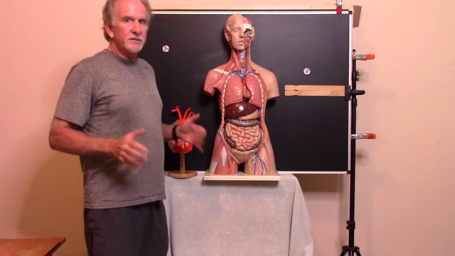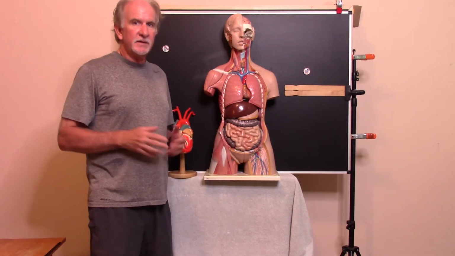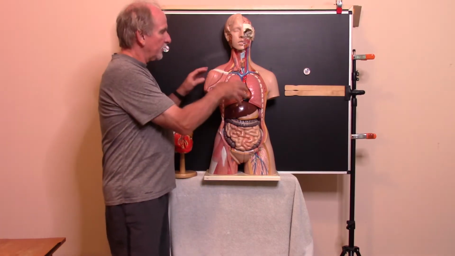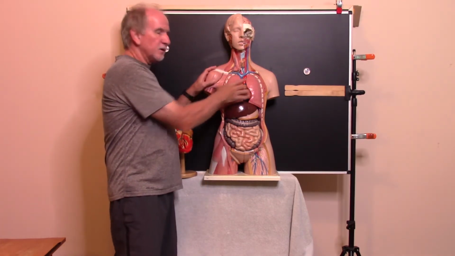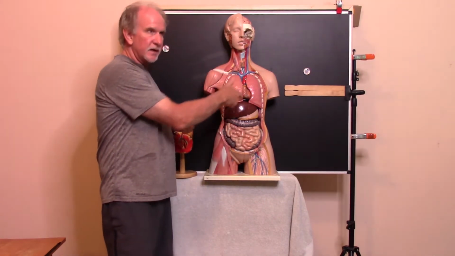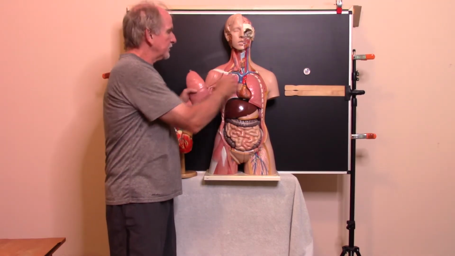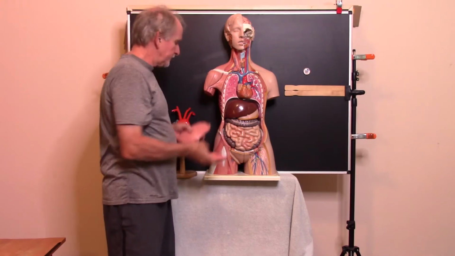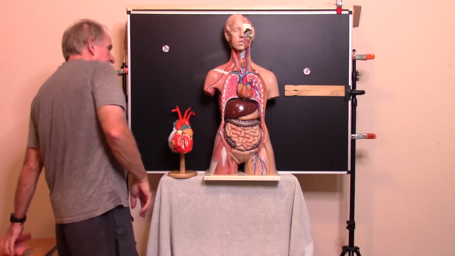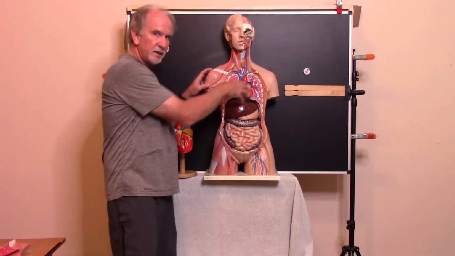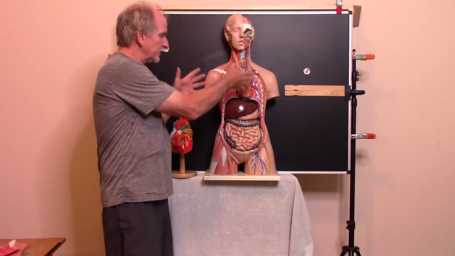The heart is found in the thoracic cavity. That's the cavity above the diaphragm. And the heart is in a space between the lungs called the mediastinum. So I'm going to remove the upper part of each lung so we get a better look at the heart. So the heart sits in the mediastinum, which is the space between the lungs.